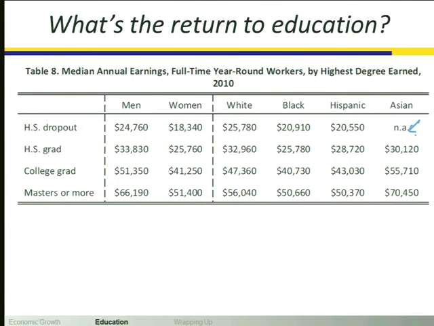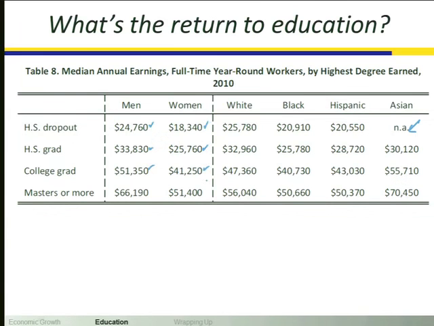All right, the part about gender comes from the first two columns. High school dropouts. Male high school dropouts make on average about $25,000 a year. Female high school dropouts make on average about $18,000 a year. This is if you're working full-time year-round. With a high school diploma, about $34,000 for men, about $26,000 for women. With a college degree, $51,000 for men, $41,000 for women. With a master's or doctorate, $66,000 for men, $51,000 for women.